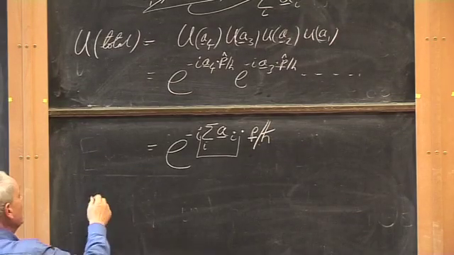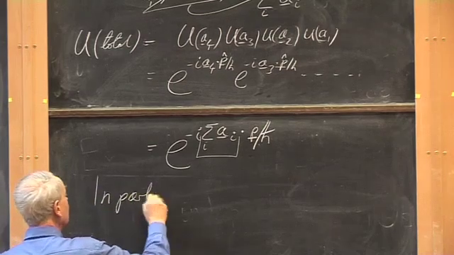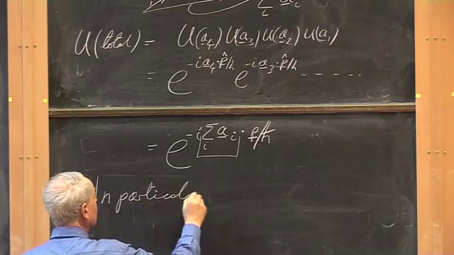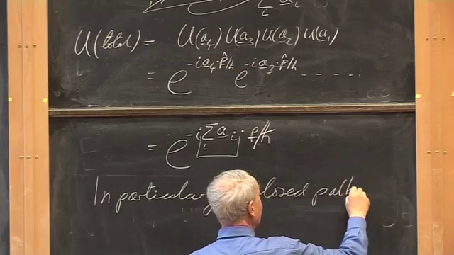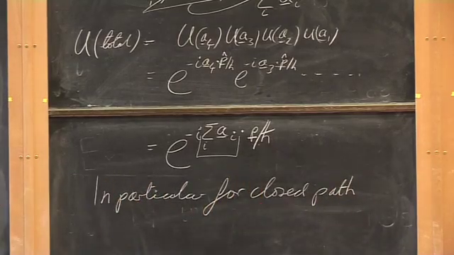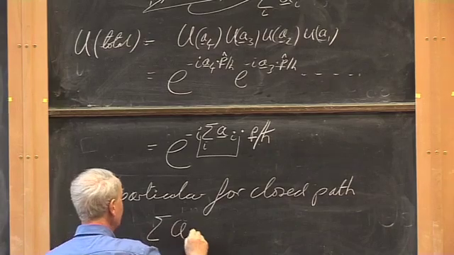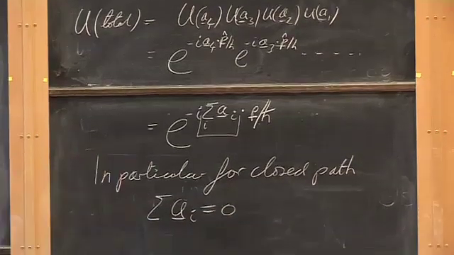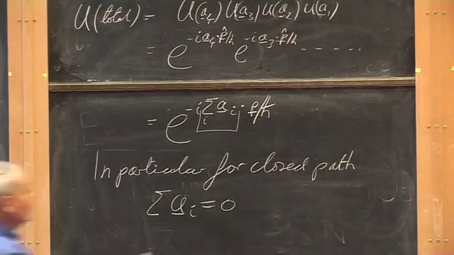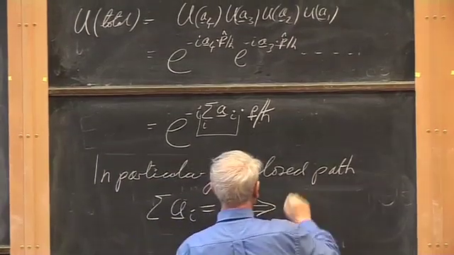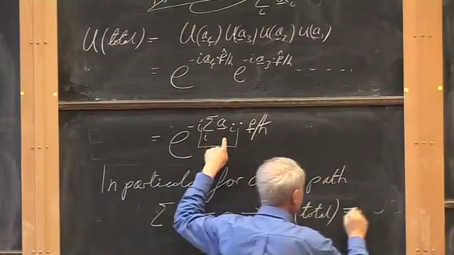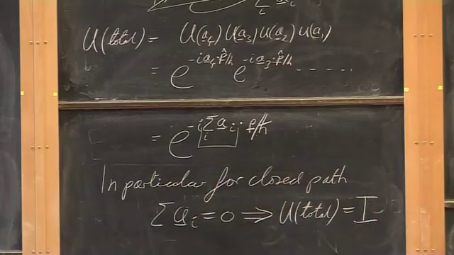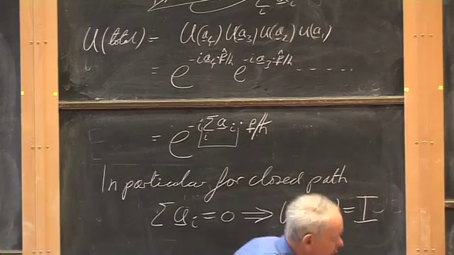And now we say special case. So in particular, for a closed path. So if the path carries you all the way around, what does that mean? It means the sum of the A i is 0. All the vectors add up to nothing. And that implies immediately that U total, because it's e to the nothing, is the identity transformation. Now that might sound obvious, but you'll see in a minute that that's anything but an obvious result.